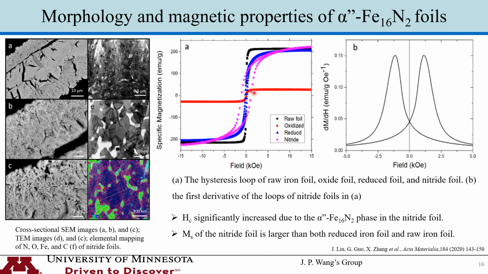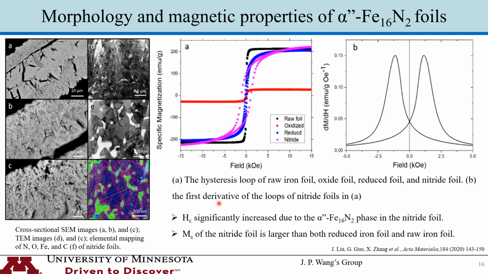And then the nitriding process was carried out after the reduction. We get the nitrided foil, and we can see both saturation magnetization and coercivity are enhanced. The saturation magnetization here is considerably lower, so there might be some potential oxidation. So the saturation magnetization of alpha double prime Fe16N2 should be even higher than this value. The enhanced coercivity is due to the large magnetic anisotropy of alpha double prime Fe16N2.